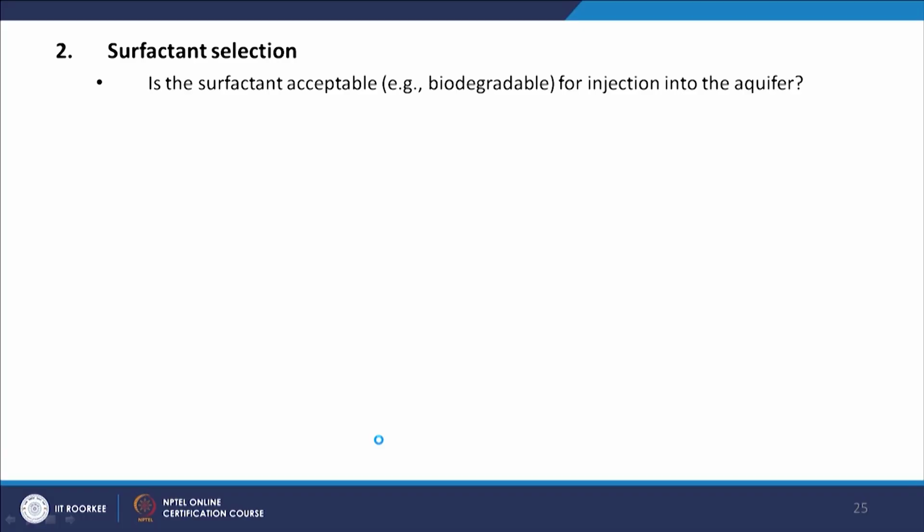And then obviously surfactant selection, right. First, obviously, is it toxic by itself?